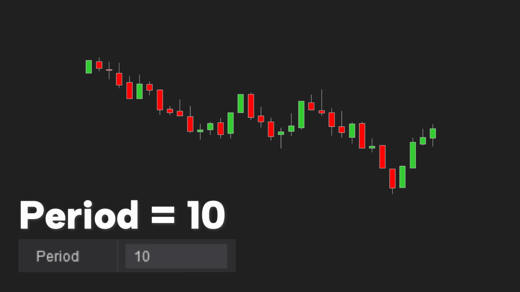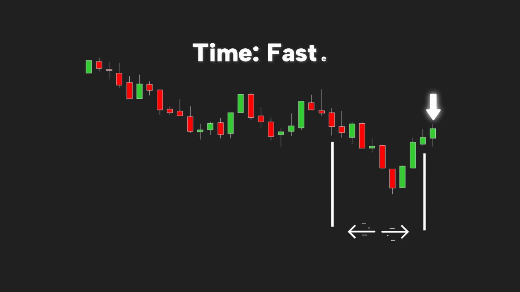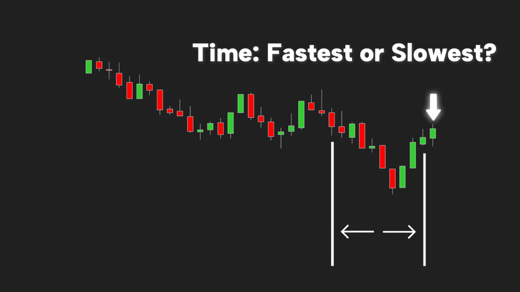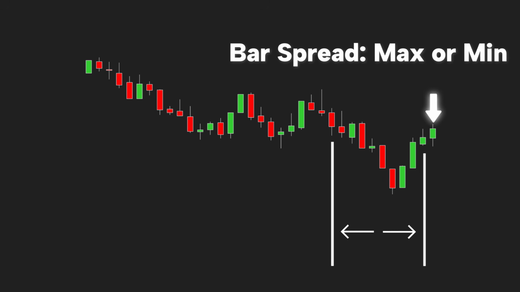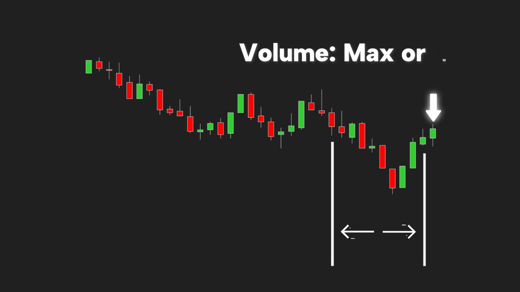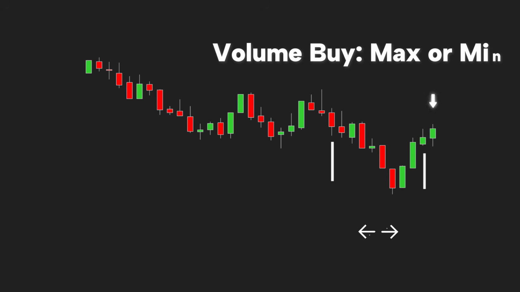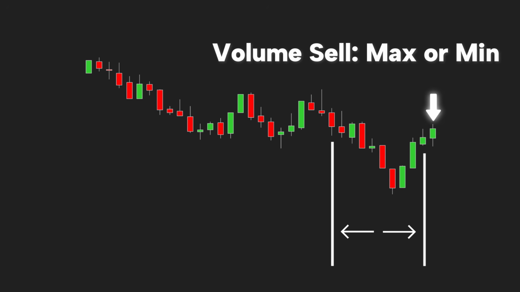Specifically, within the latest 10 candles, the indicator checks whether the current candle is the fastest or slowest candle in terms of formation speed, the candle with the max or min body, the candle with the max or min spread, the candle with the max or min total volume, the candle with the max or min buy volume, the candle with the max or min sell volume.